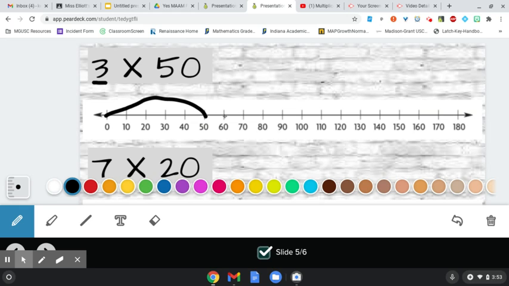So I'm going to count to another 50. So 10, 20, 30, 40, and 50. There's another jump. And 3 times 50, or 3 groups of 50, is equal to 150.